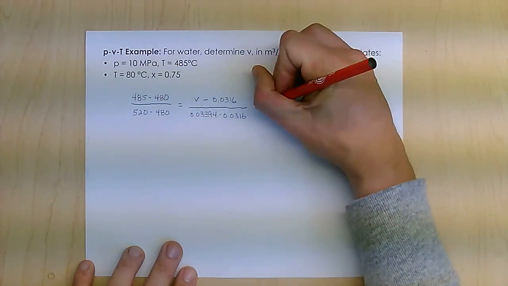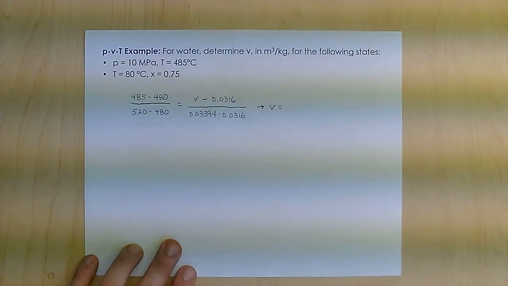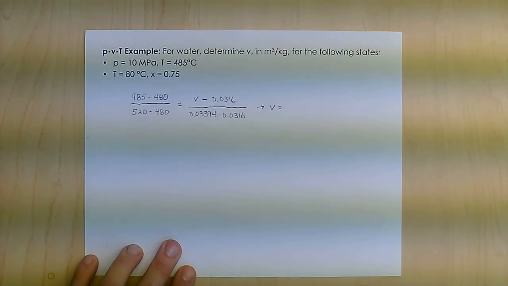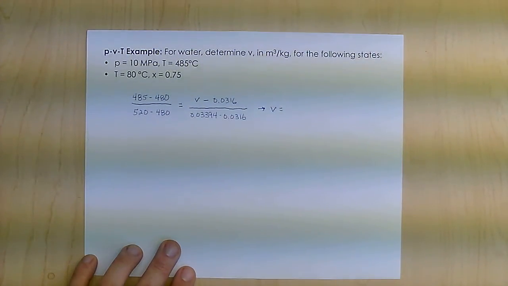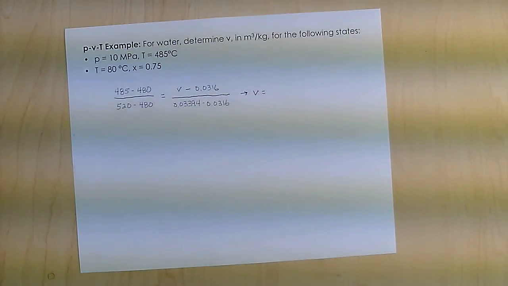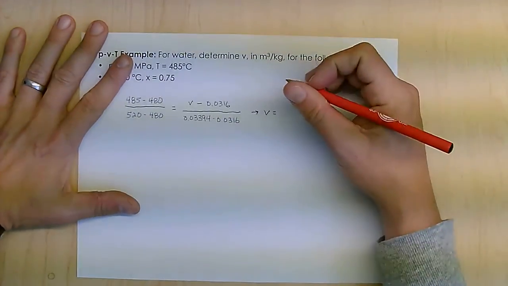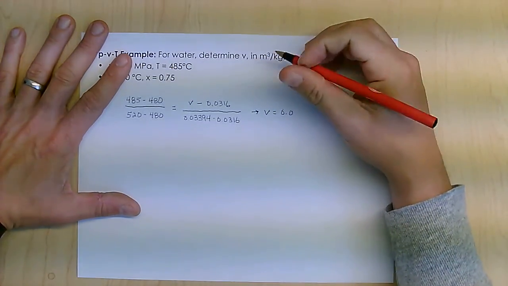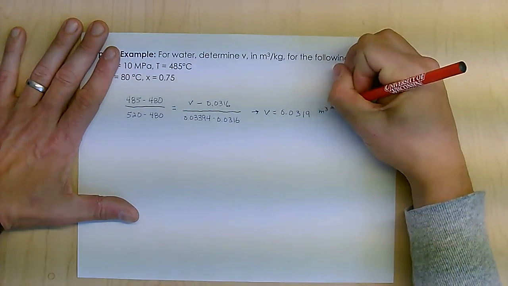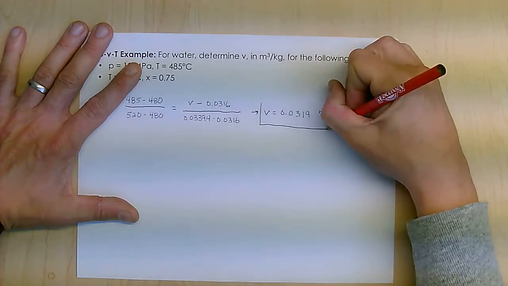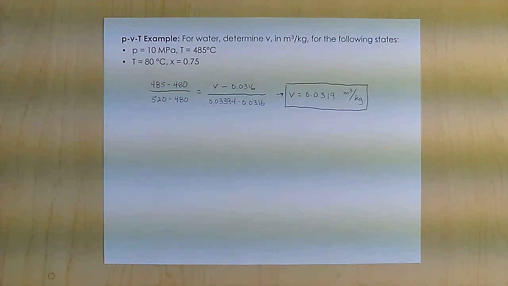So I've got my temperature ratios, my volume ratios, and basically I just do algebra. I'll let you do that on your own to calculate what the volume is at that specific pressure and temperature for water, and I get an answer of 0.0319, and that's cubic meters per kilogram. So that's how I go through and calculate and interpolate for that one.